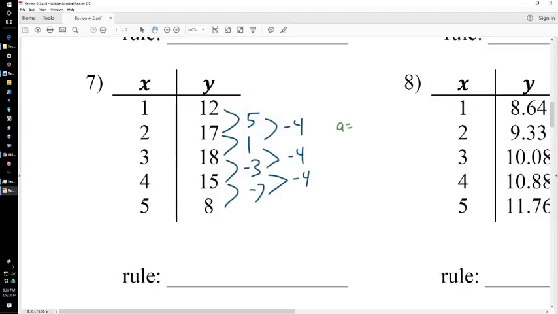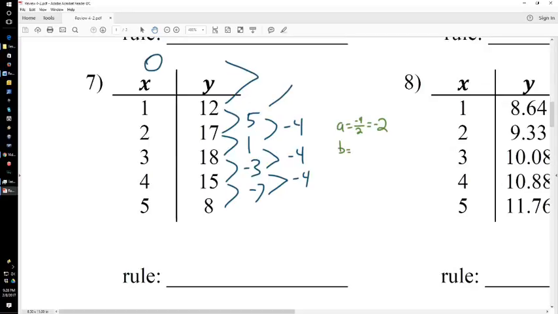A equals your second difference divided by 2. So negative 4 divided by 2 equals negative 2. Your B value equals your very first difference, which we don't have yet. We need to back that up. So we've got to back up to where x is 0 and find the y.